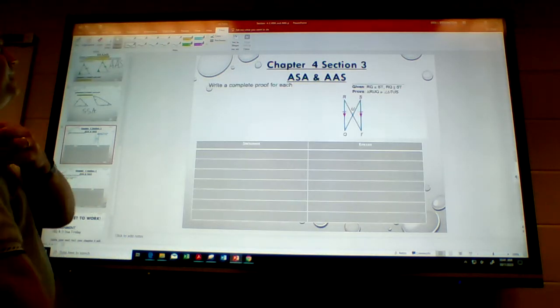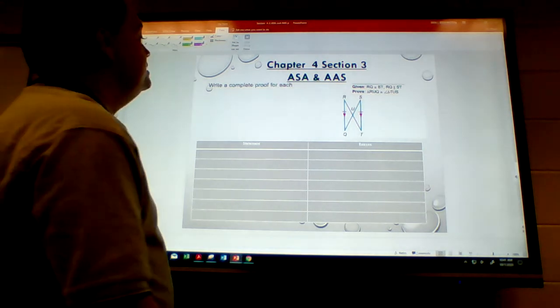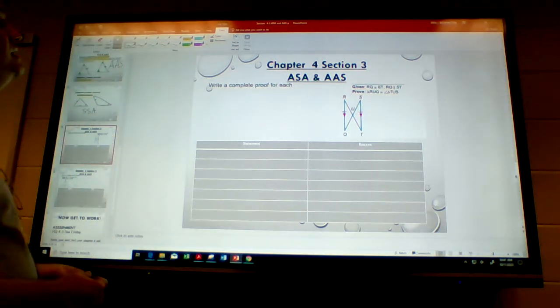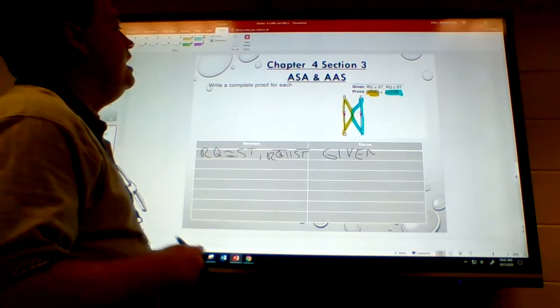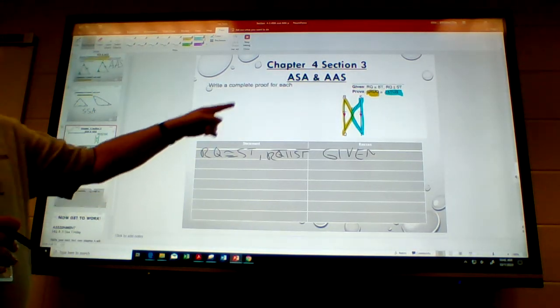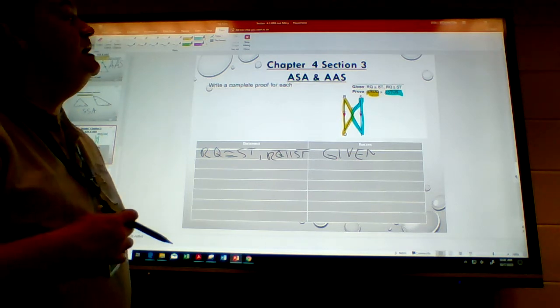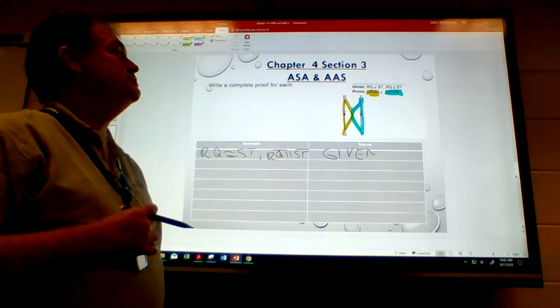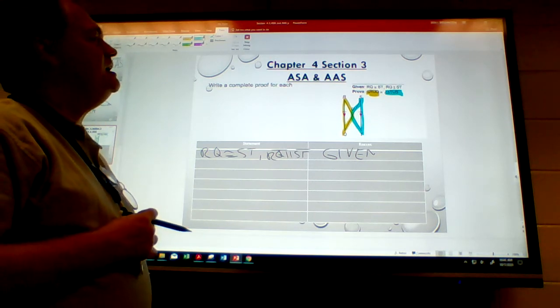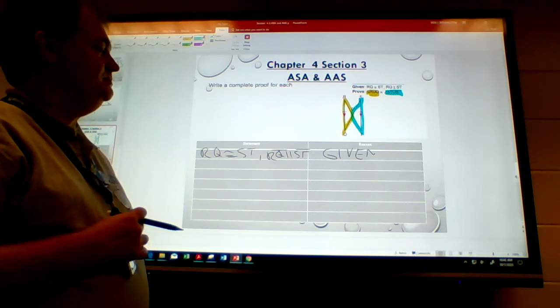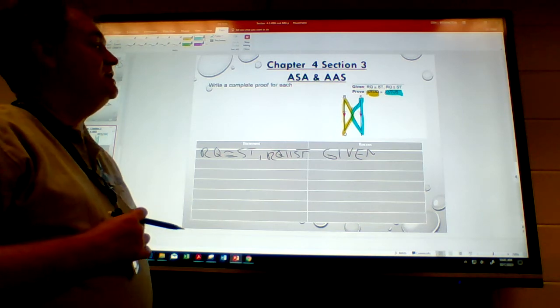Now, we got a couple more proofs, so let's go ahead and do that real quick. I'm going to pause it while I write down the given. All right. I went ahead and stated the given. I also highlighted the yellow and blue triangle so you know what we're trying to prove, in case I forgot later. All right. Now, here's a couple things you need to know. First of all, we can actually prove this one several ways.